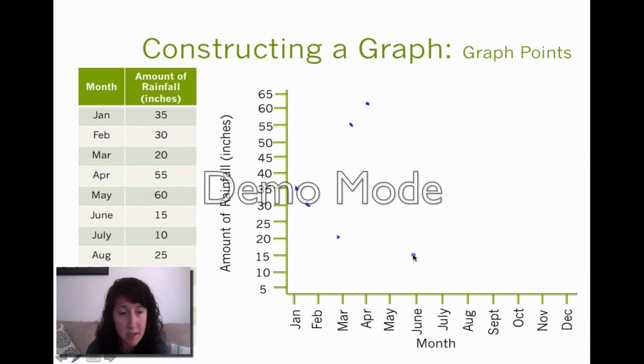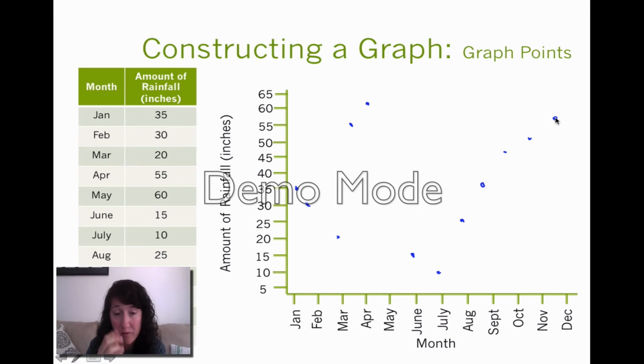We get June is 15, July is 10, August is 25, September is 35, October is 45, 50, and then 55. Now once you get all your points plotted, in this particular case we're doing a line graph.